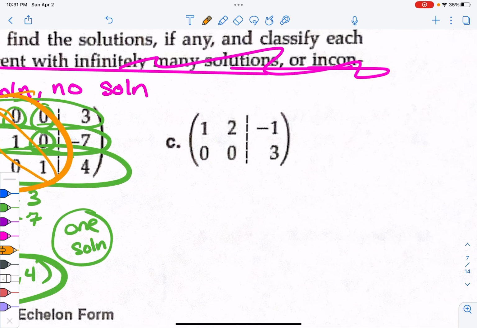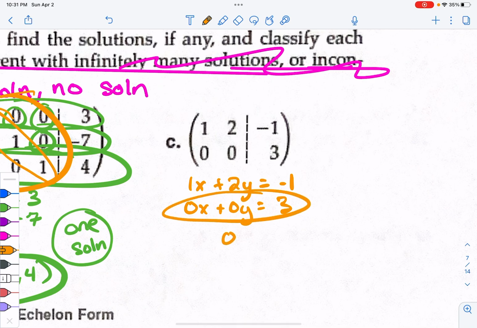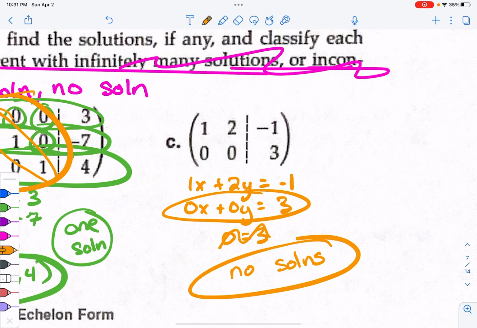For C, this says 1x plus 2y equals negative 1, which is the top row. But the bottom row says 0x plus 0y equals 3. If I look at this bottom row, 0x plus 0y is just going to be 0, no matter what x and y are, so that's not going to work. And 0 equals 3 never happens. So I have no solutions in this case, because I end up with something that doesn't make sense, like two numbers that are not equal to each other being equal, and that doesn't happen. So that's going to lead me to no solutions.